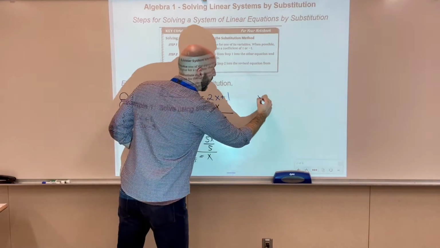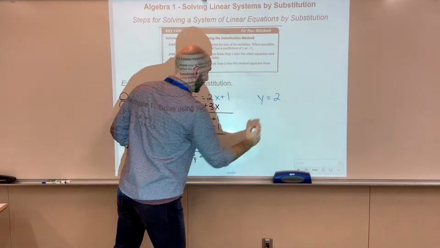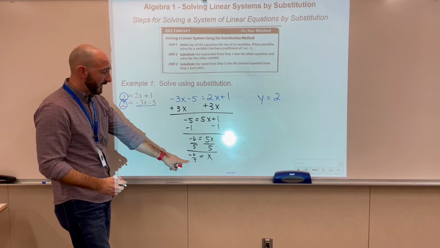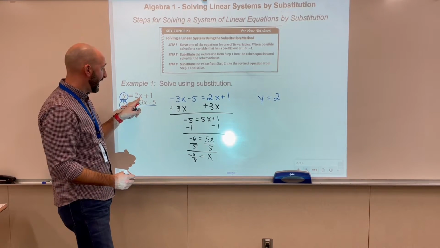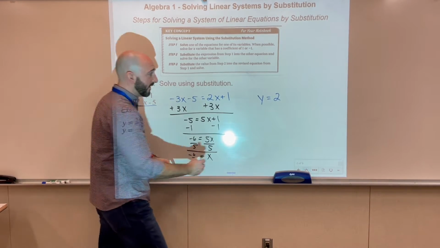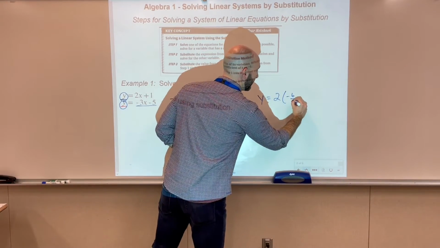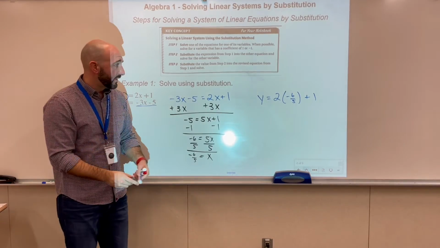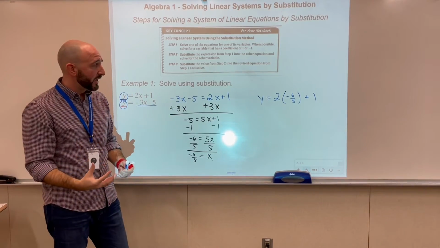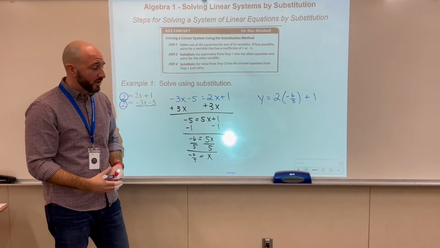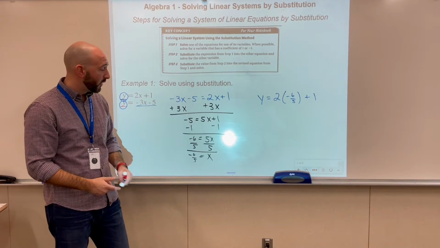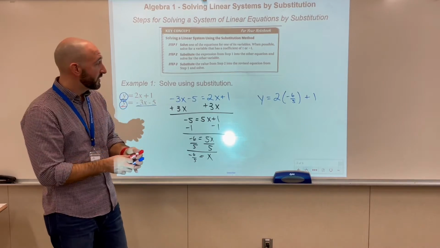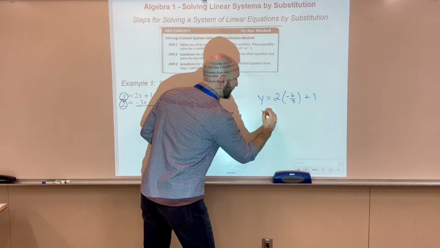So y equals 2. Now we know the value of x for this point of intersection is -6 over 5, so I'm going to replace x with -6 over 5, plus 1. And now when we evaluate the expression 2 times the quantity -6 over 5 plus 1, that should give us the y coordinate of the solution to this system. So let's go ahead and do that.